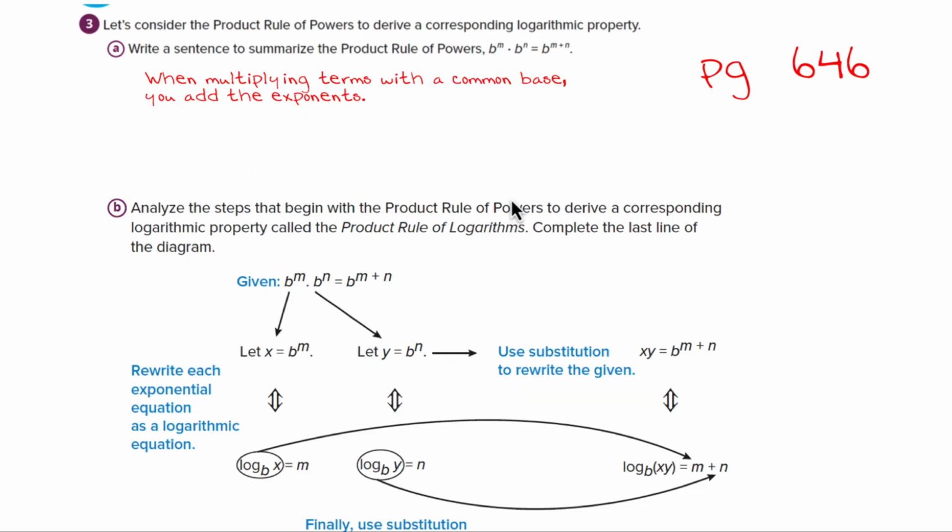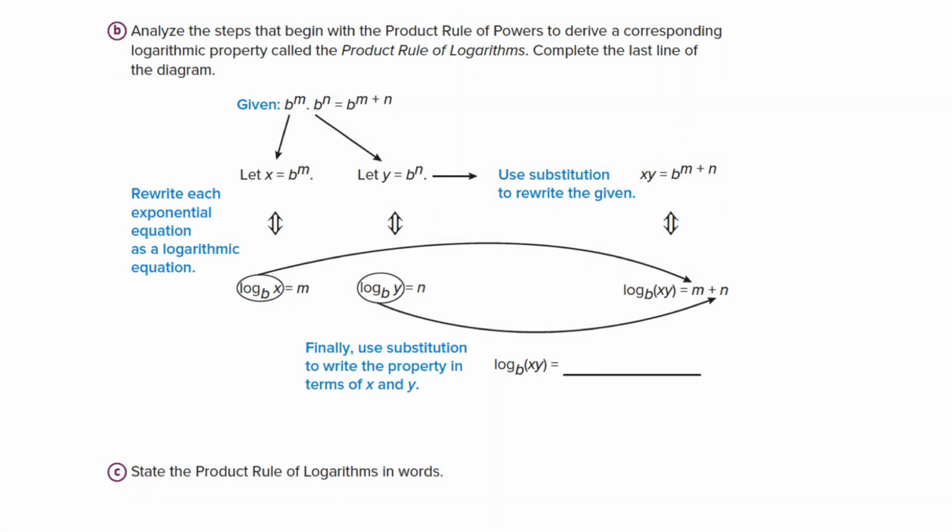Here's how I would word it. When multiplying terms with a common base, right? They're both the same base, and you're multiplying them, then you add the exponents. So now what we're going to do in B is derive a corresponding logarithmic property.